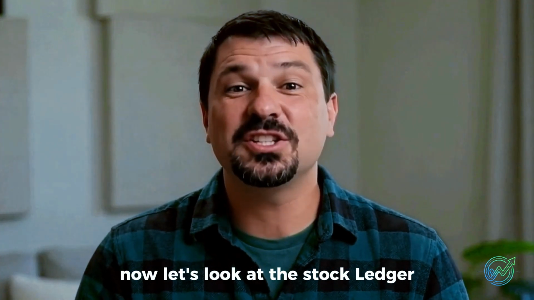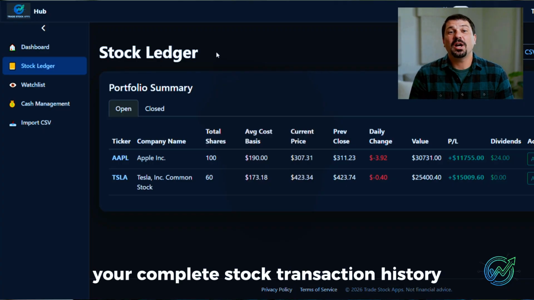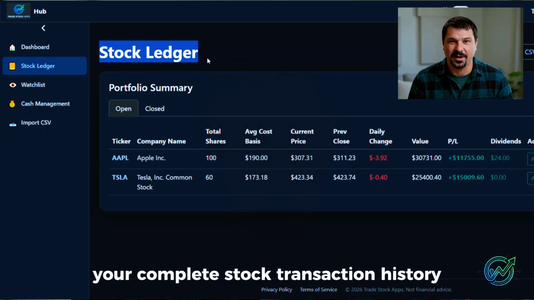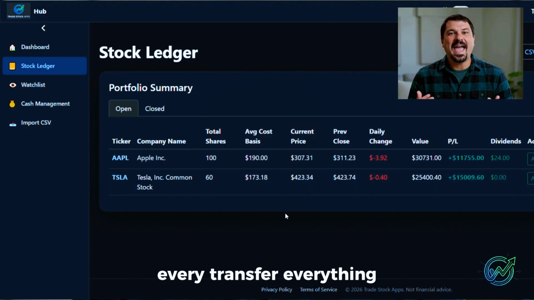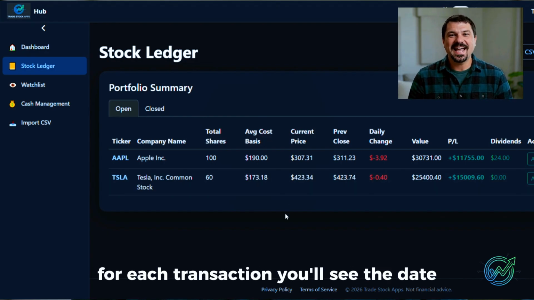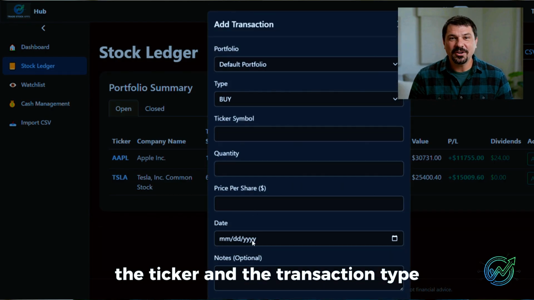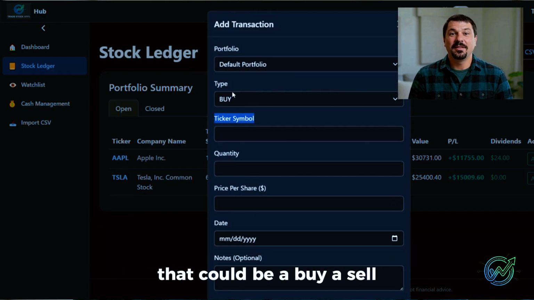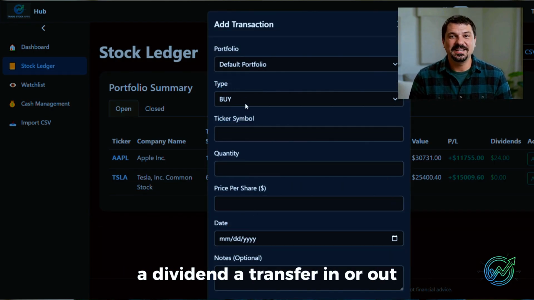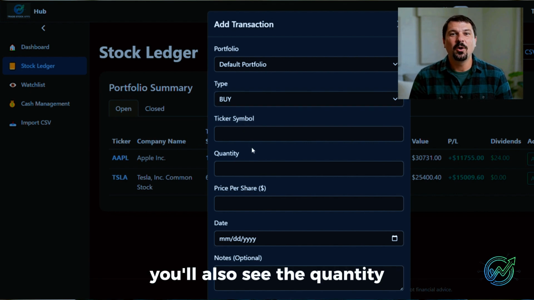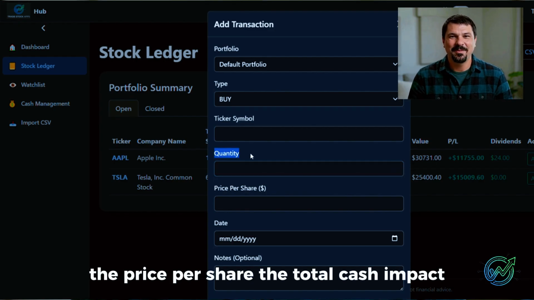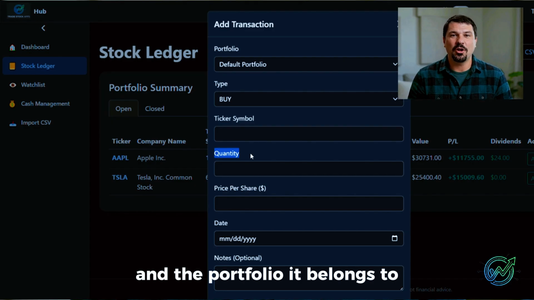Now, let's look at the stock ledger, your complete stock transaction history. Every buy, every sell, every transfer, everything. For each transaction, you'll see the date, the ticker, and the transaction type. That could be a buy, a sell, a dividend, a transfer in or out, or an assignment if it was an option. You'll also see the quantity, where sells show up as negative, the price per share, the total cash impact, and the portfolio it belongs to.